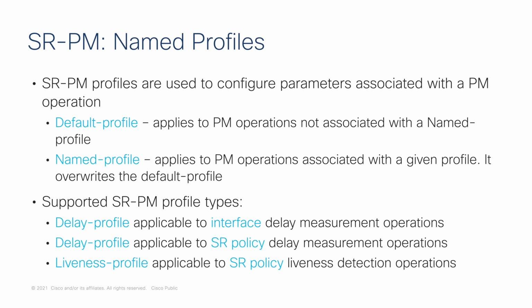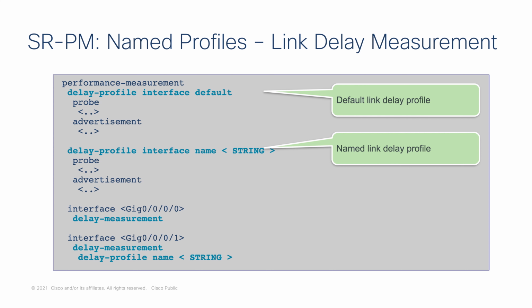There are 3 main types of SR PM profile types that are supported. A delay profile, which is applicable to interfaces anytime you run a delay measurement operation on a link. You also have a delay profile that is of type SR policy, which applies when you want to run SR PM operations that measure delay over a segment routing policy. And you also have a liveness profile that is applicable to segment routing policies when you run liveness detection over an SR policy.